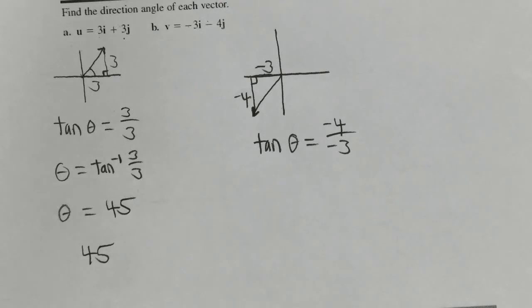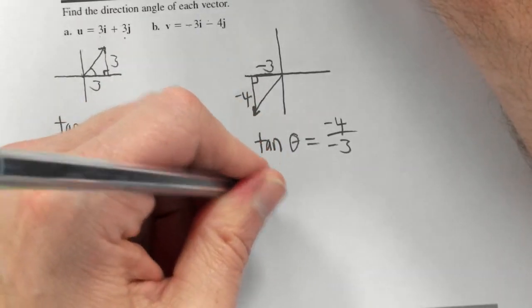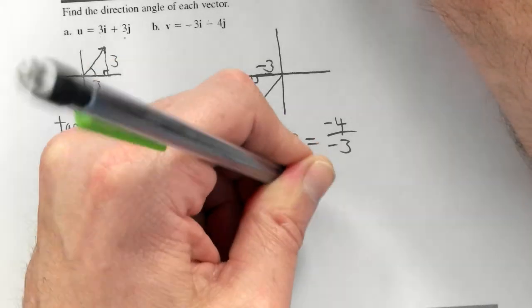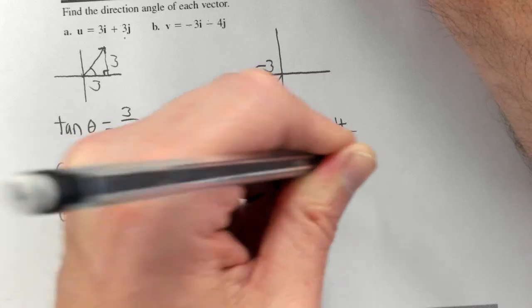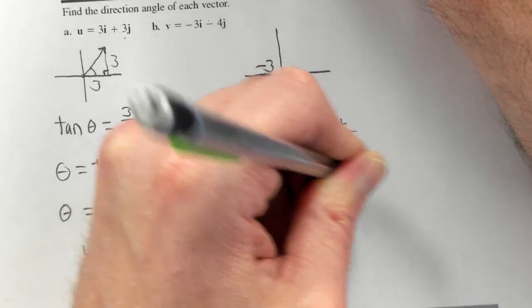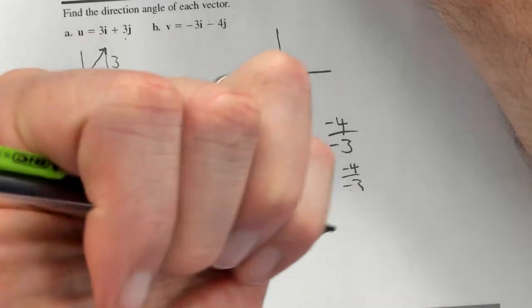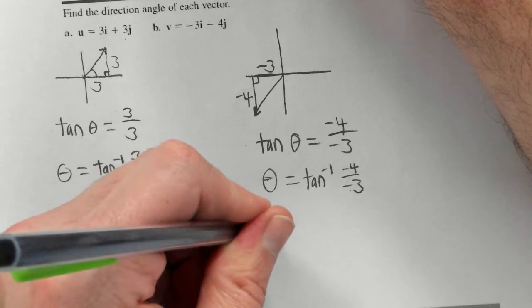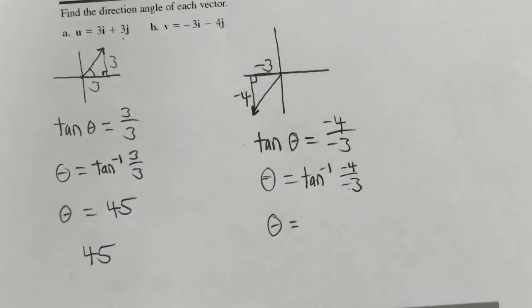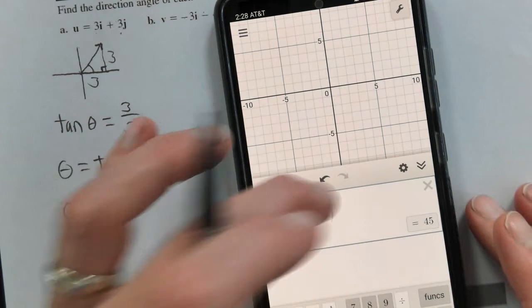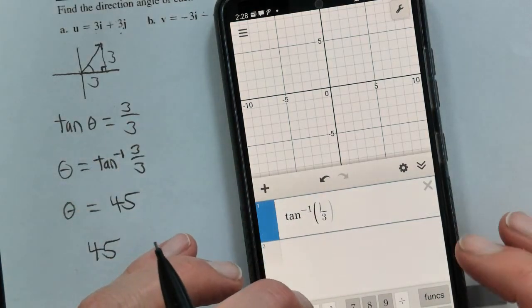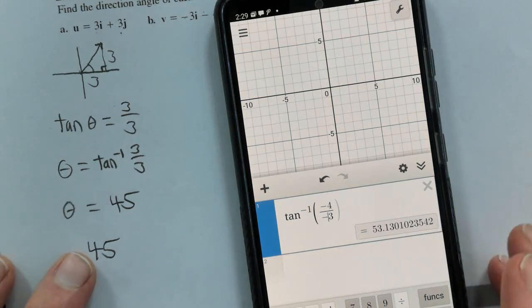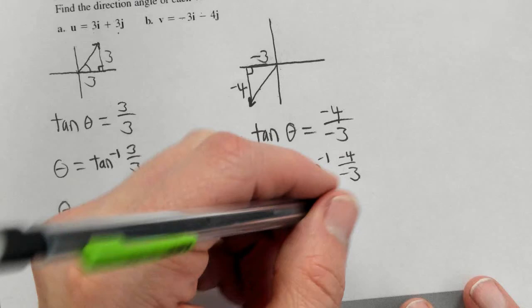Okay? So how am I going to find the angle? I have to do the inverse tangent of both sides. Inverse tangent of tangent makes the angle fall out, and then I'm left with the inverse tangent of negative 4 over negative 3. Let's go through and see what that becomes now. So we'll go inverse tangent of negative 4 over negative 3, and then that angle is 53.13.